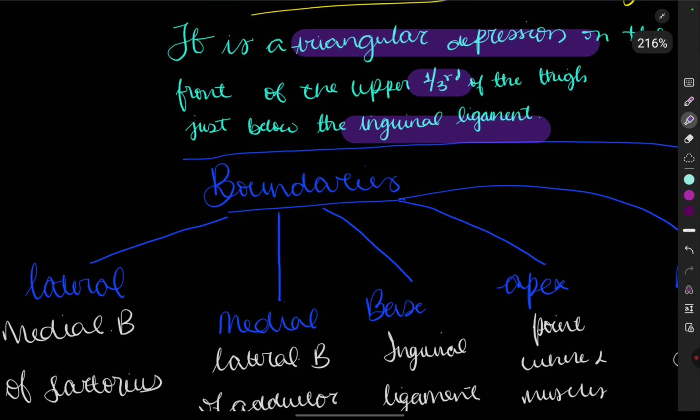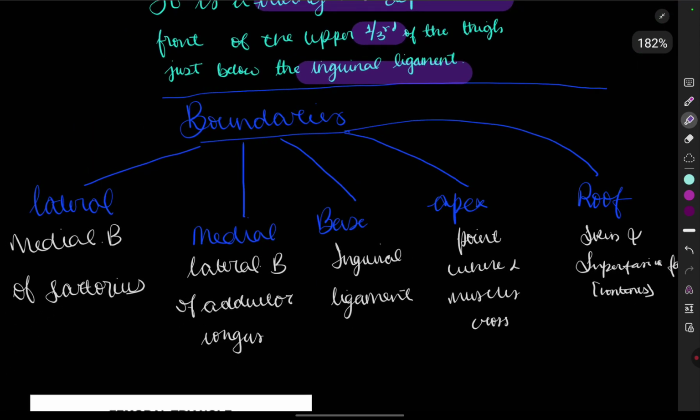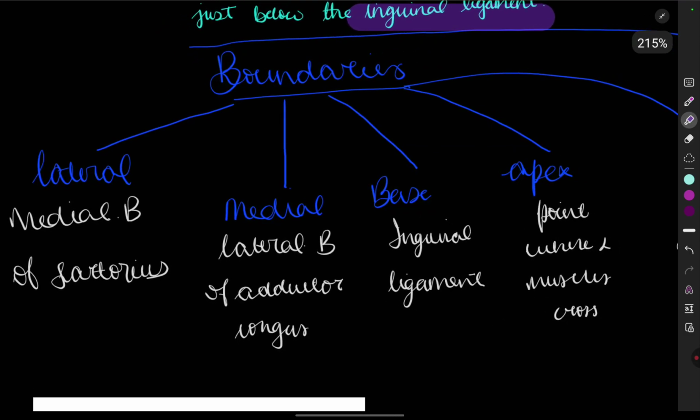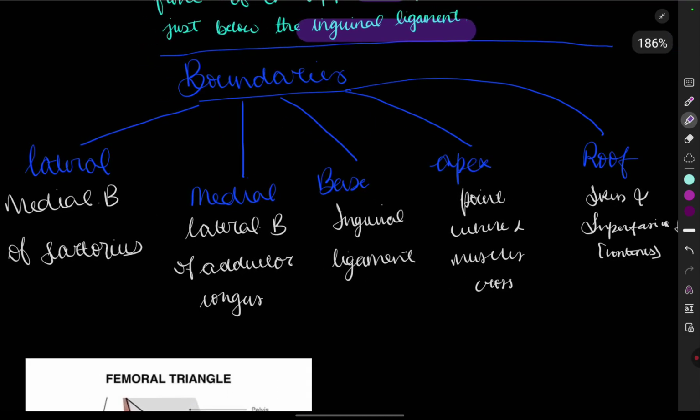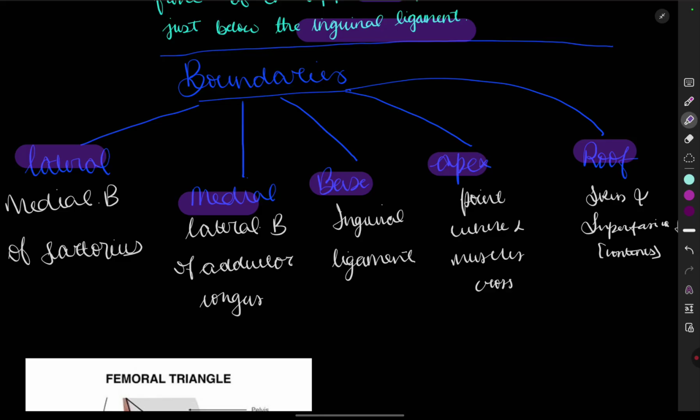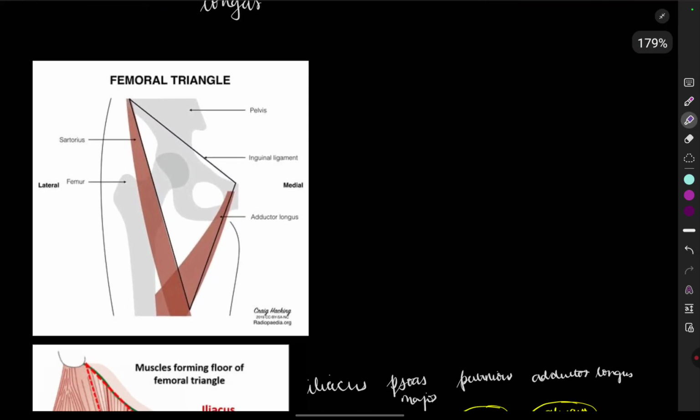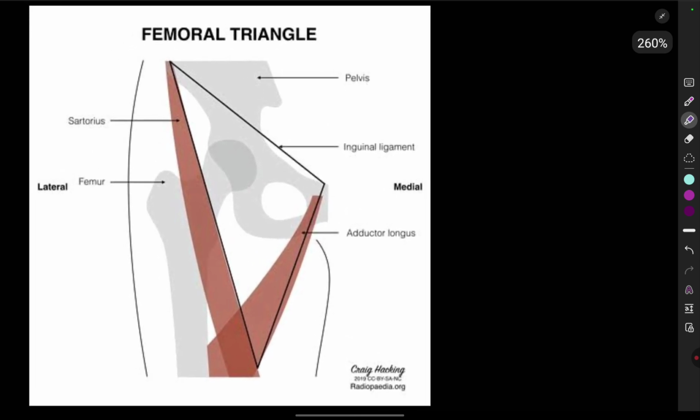Okay, this is the femoral triangle. It can be asked for 5 marks or even 3 marks: the boundaries, the definition, the contents, the diagram. So what are the boundaries? The boundaries are the lateral, medial, base, apex, and the roof of the femoral triangle. First we will see the diagram so that it will be easy to understand the written points.